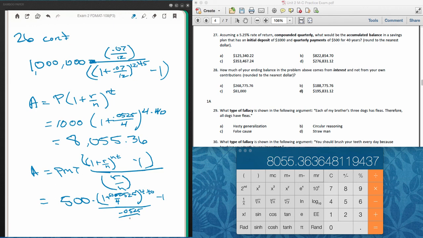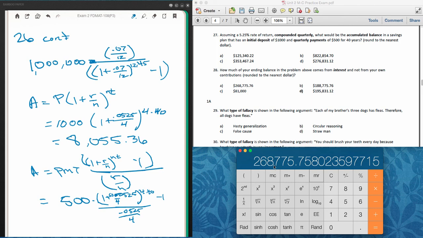0.0525 divided by 4. I'm going to do the bottom first and store that in memory. So 0.0525 divided by 4. We'll store this into the memory. Notice that's going to be the same value here, so I'm going to add 1 to it and then raise that to the power of 160. There's that same value. Notice that actually happens to be the same as this one right here. We'll subtract 1 from it, and then we'll divide by our memory recall. And we'll multiply this by $500.